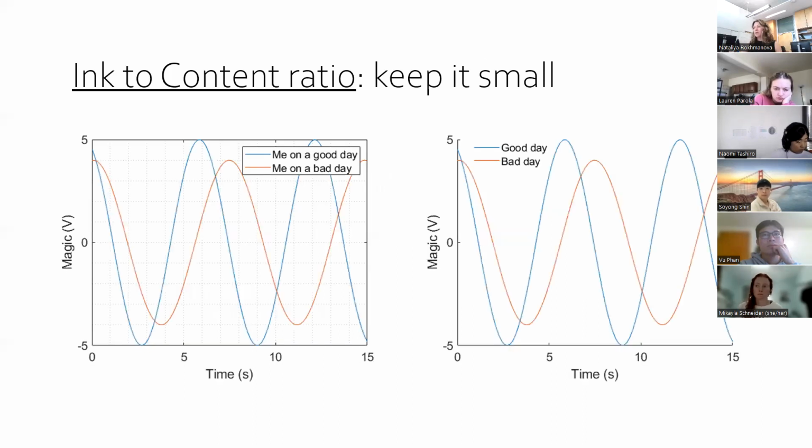So here's an example. This is the same plot, the same content. It's a plot of how magic changes over time. As you can see, when it's a good day, I have a little bit more magic, and on a bad day, I have a little bit less magic. The plot on the left has the bounding boxes. It has the box around the legend. It's a little faint, but there's even a grid in the back, whereas the plot on the right, very similar.